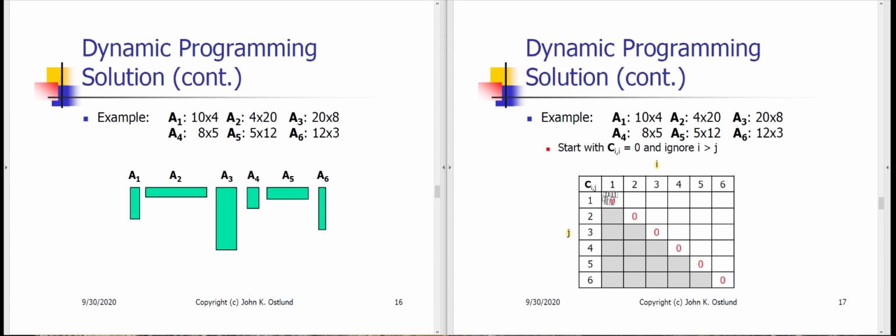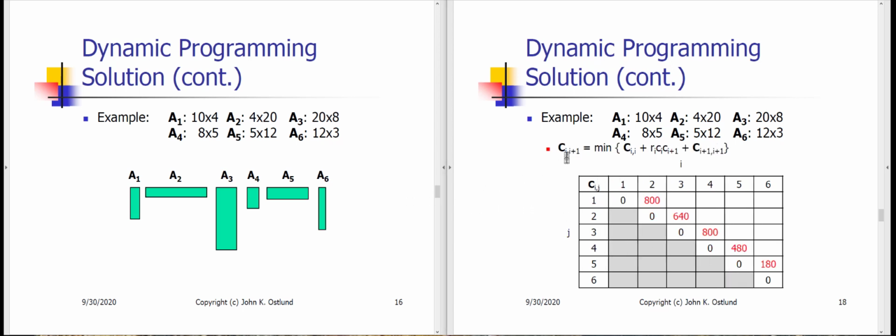Okay, there's no cost involved in just having A1. So all of the Cij where i is equal to j, we can just immediately fill all those in with a cost of 0. All right, so that's the simplest step. Now we need to consider all of the Cij's where j is just equal to i plus 1.